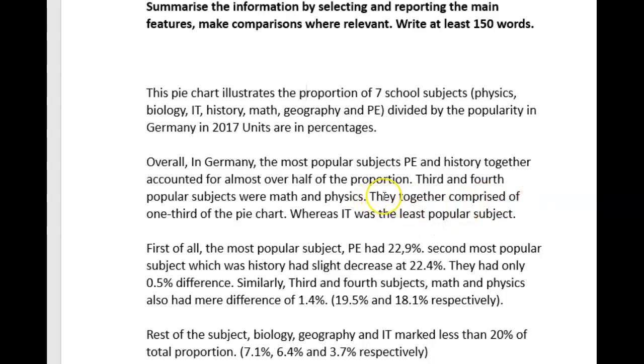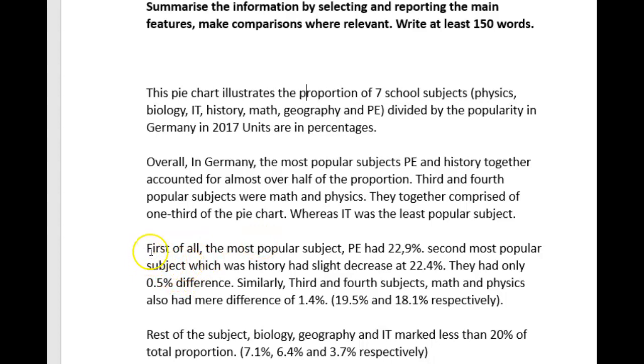So, what you could have said is, let's see, they together accounted for, oh, you already said accounted for. Shoot, let's find another word. They together made up 1/3 of the pie chart. Again, it's not an overview. We said that. Now, this should be one sentence because this on its own is a fragment. You need to put it together with this. So they together made up 1/3 of the pie chart, whereas IT was the least popular subject. All right, let's keep going.